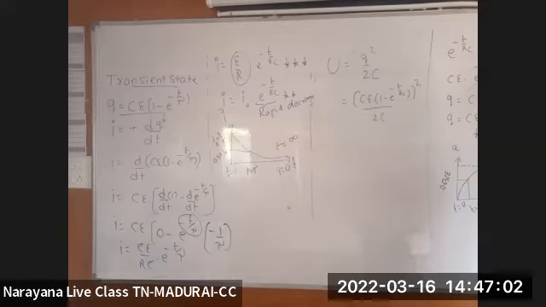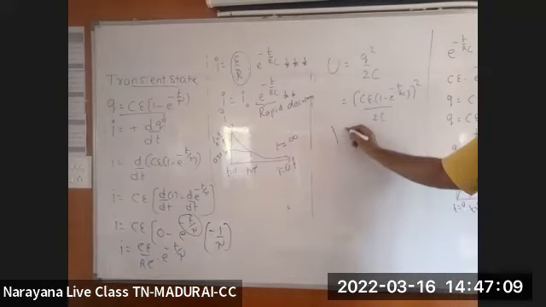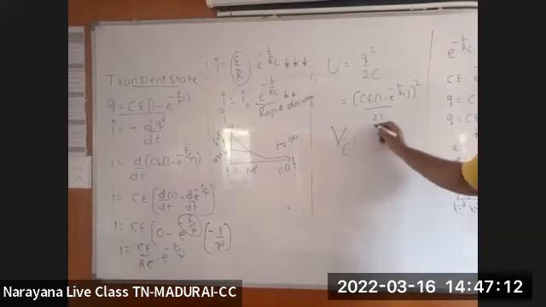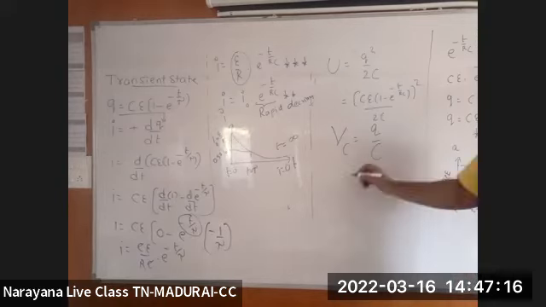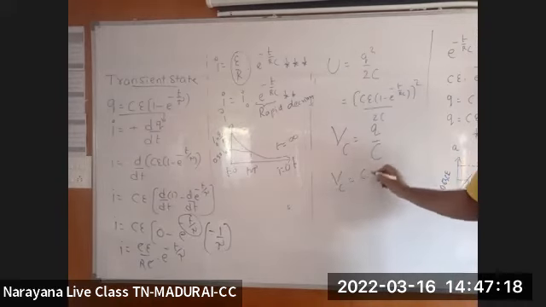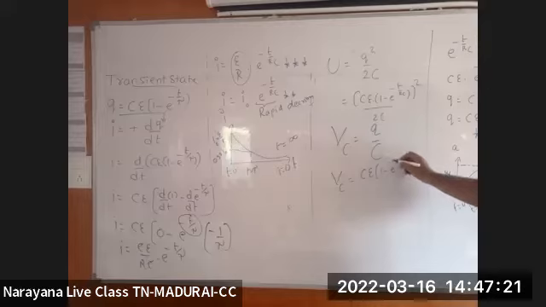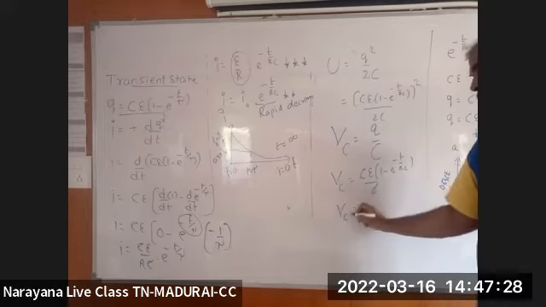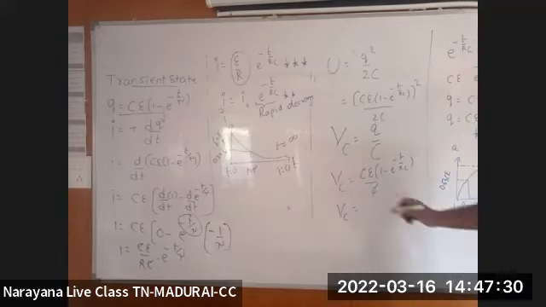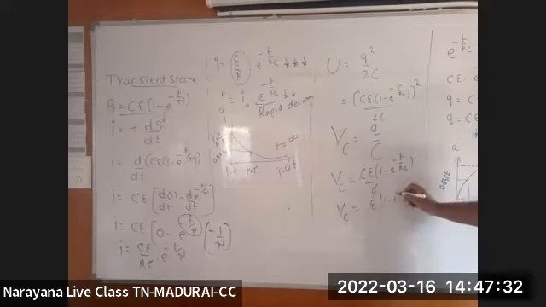Tell me what is the voltage across the capacitor after t seconds? I am telling: Q by C. Substitute the Q value. What is the Q value? C into E into bracket 1 minus e power minus t by RC, whole divided by C. So what is the voltage drop across the capacitor? E into 1 minus e power minus t by RC.